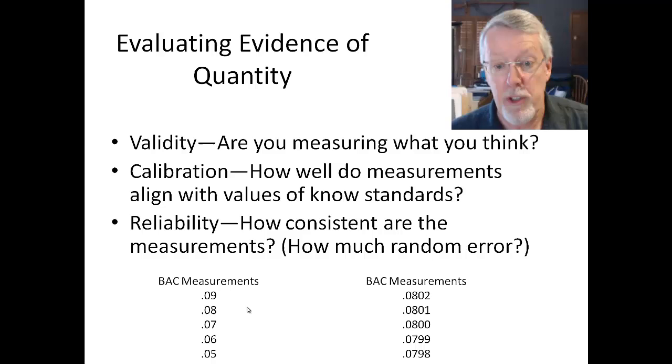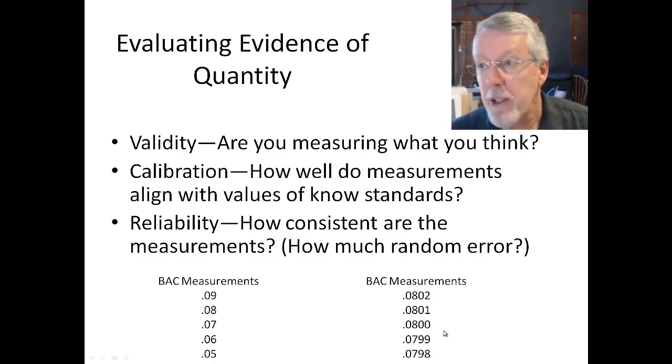If a second instrument was used and measured the same sample and got these results, ranging from 0.0802 down to 0.0798, that would show a higher level of reliability. We would trust more that any particular measurement was close to the mean measurement that you'd get if you measured the item multiple times. So we could trust these a little bit more.